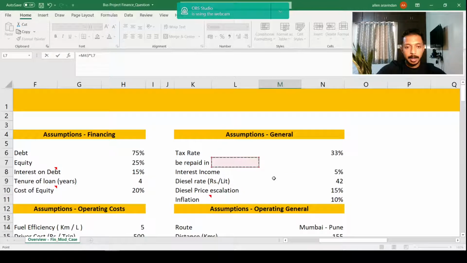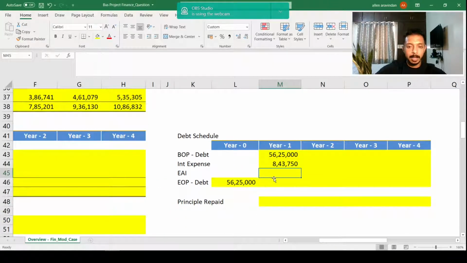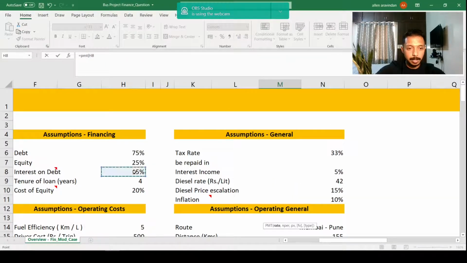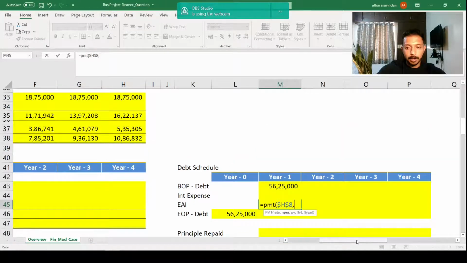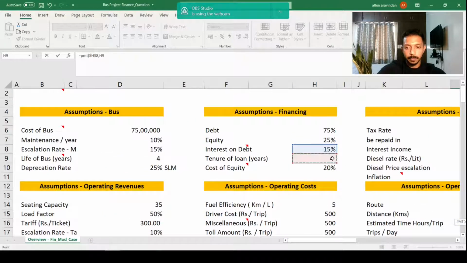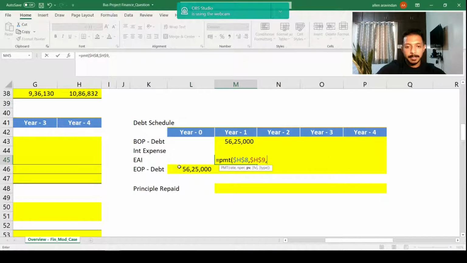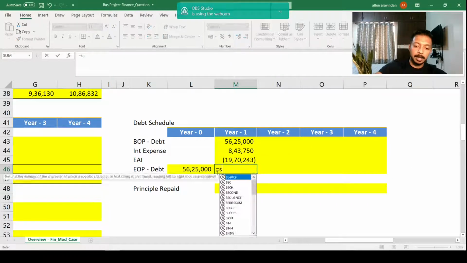So if you see, the interest rate is given out here as 15%. Now, we will use the PMT function to find out the equated annual installment. So the rate out here is given above, just like before. The number of periods of the loan term is 4 years. The present value is obviously the loan value. The future value of loan is always 0 and type is 0 because it's ending cash flow.